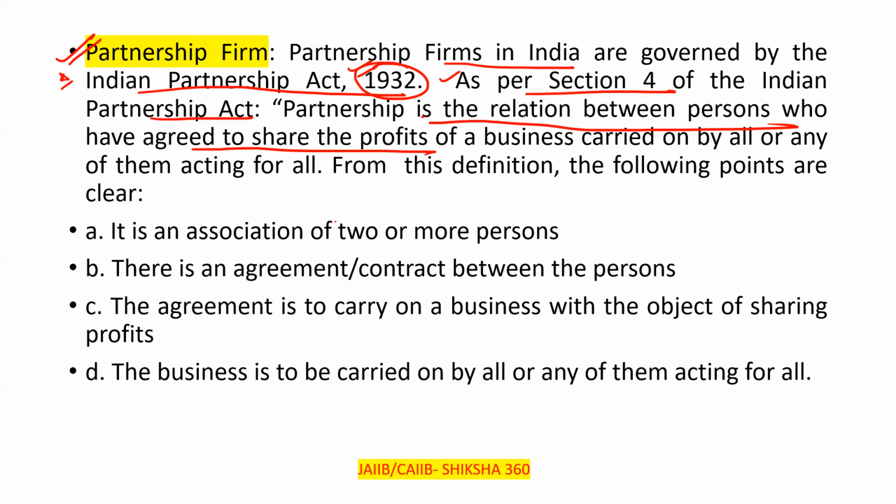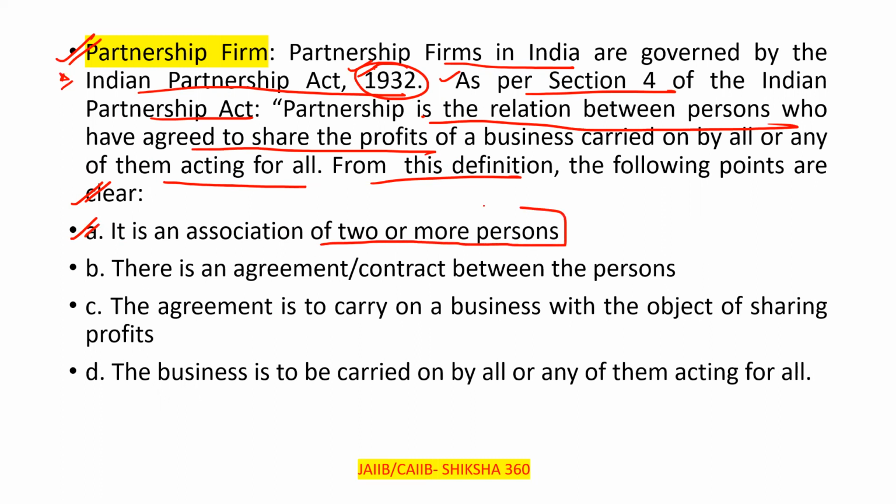So what is the meaning of the partnership firm here? Partnership is the relationship between the persons who have agreed to share the profits of a business carried on by all or any one of them acting for all. From this definition, the following points are to be clear. What are the points we have to understand? First, it is an association of two or more persons.